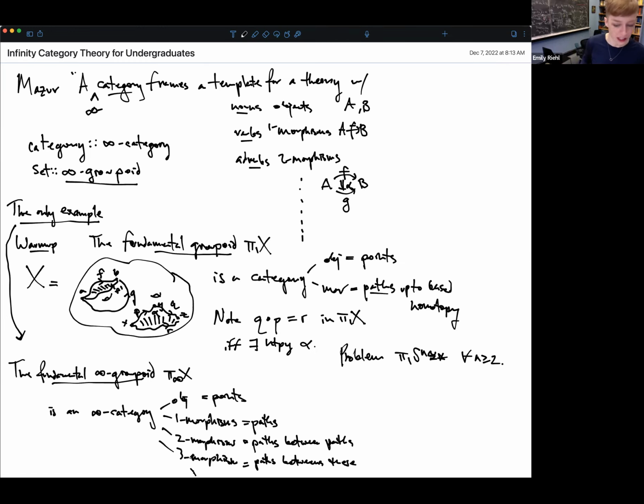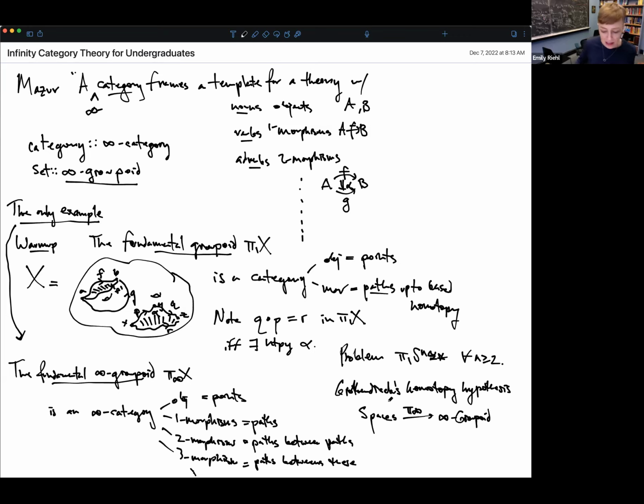There's also a sense in which it's a complete homotopy invariant of topological spaces. This is expressed by something called Grothendieck's homotopy hypothesis. What it says is that the construction that I've just indicated, which takes a topological space X and produces this fundamental infinity groupoid, is an example of an infinity groupoid.